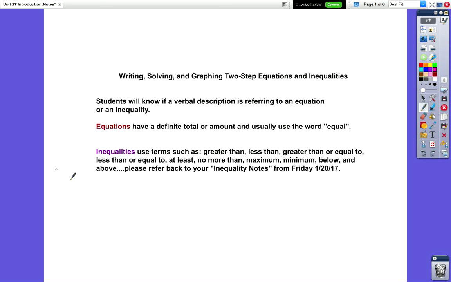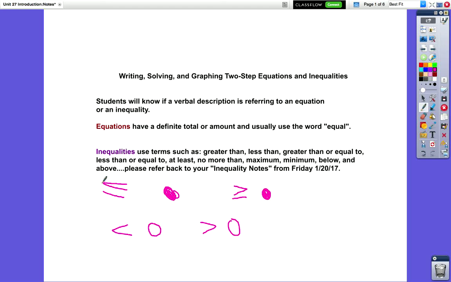Also, a quick reminder that if you have the less than or equal to symbol, your circle on the graph will be colored in. And if you have the greater than or equal to symbol, your circle will be colored in on your graph. If you just have the less than symbol, you will have an open circle. If you have greater than, you will have an open circle.